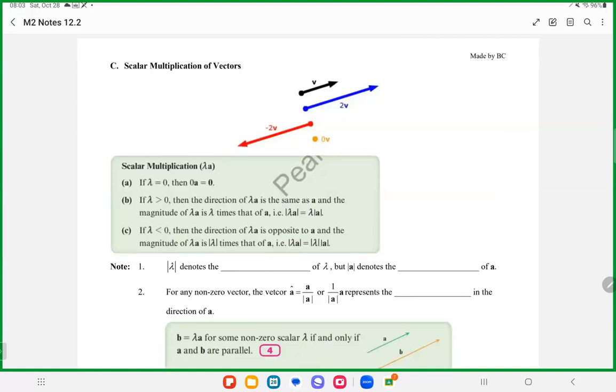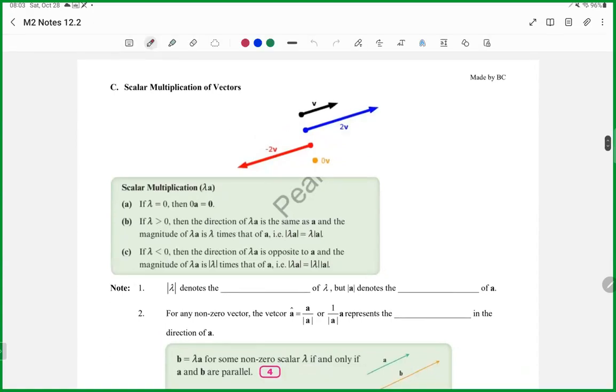Okay. Now look at scalar multiplication of vectors. What is it? Scalar multiplication of vectors is when you have a vector, let's say v, and then you multiply it by a scalar, let's say lambda. In this figure, you can see 2v, or negative 2v. This is when lambda equals 2, or lambda equals negative 2.